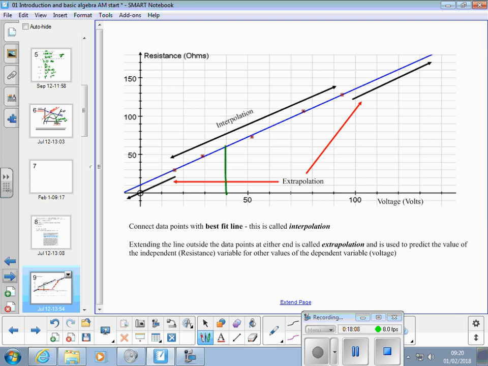Many of the sensors used out in industry often have a linear relationship in the middle of their range, but it can go quite a way away from that out at the extremes. So extrapolation can be a dodgy thing to do if you're not careful. It just depends on the application.